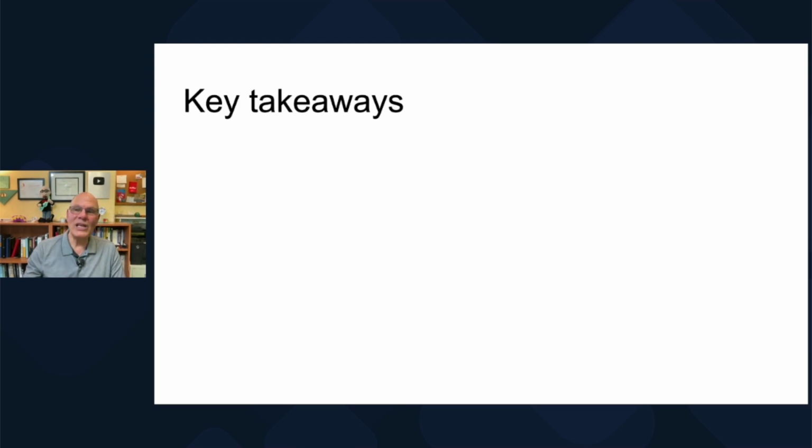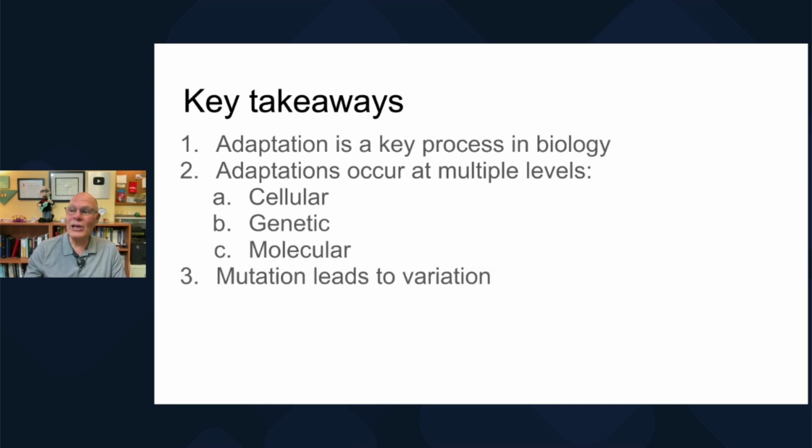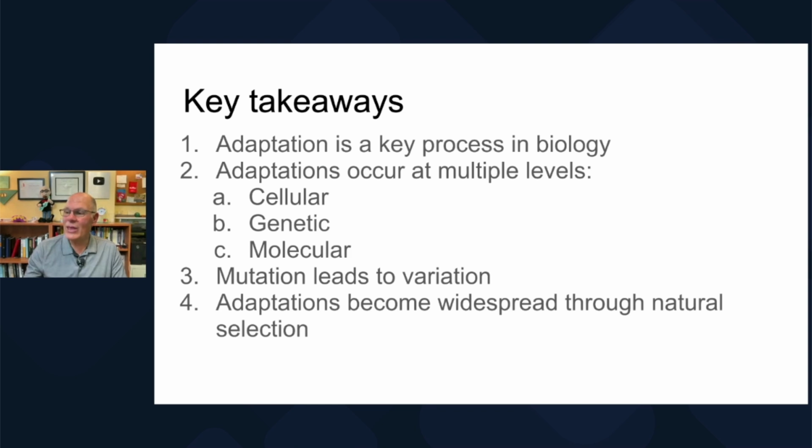So the key takeaways from this lesson: adaptation is a key process in biology. Adaptations occur in multiple levels. And in this lesson, we've seen how they occur at a cellular level, a genetic level, a molecular level. Mutation leads to variation, and those variations become adaptations as they become selected by the environment.